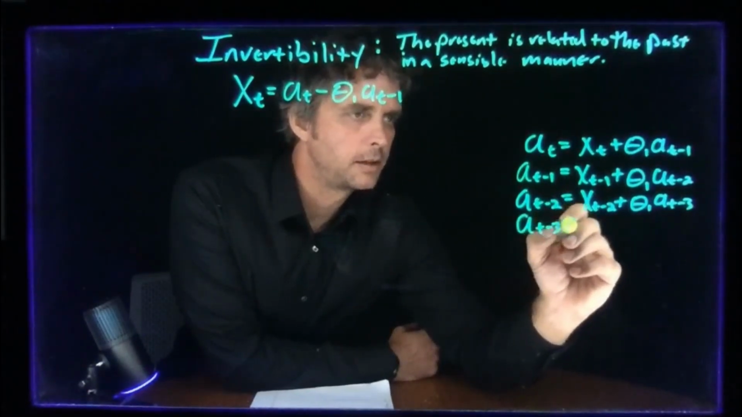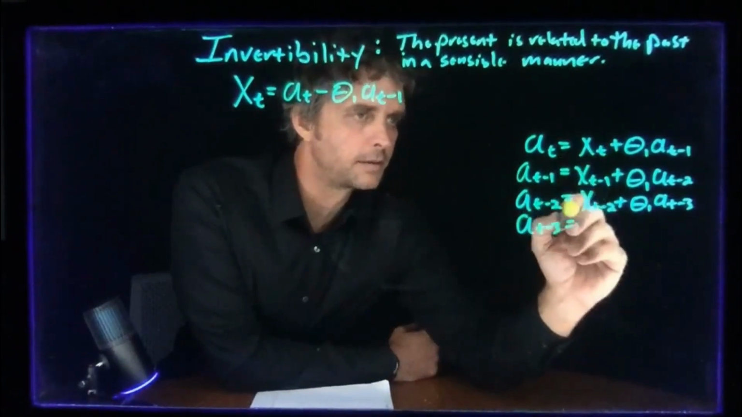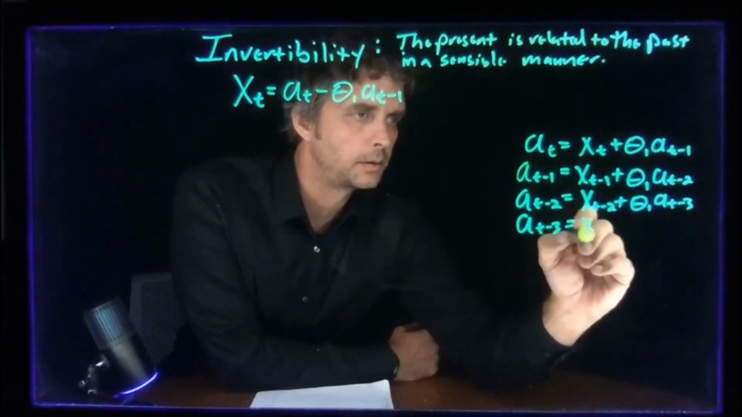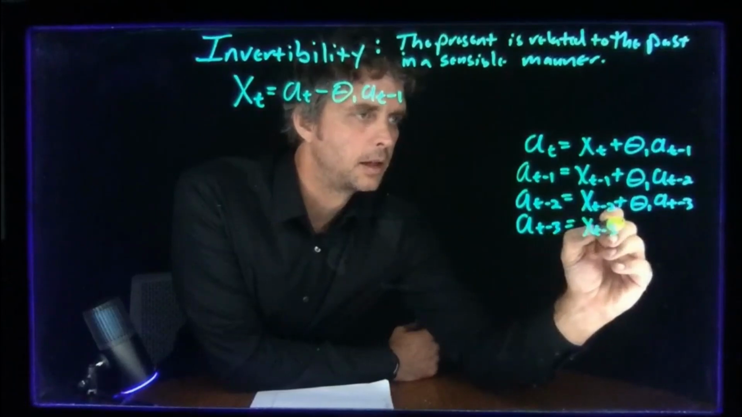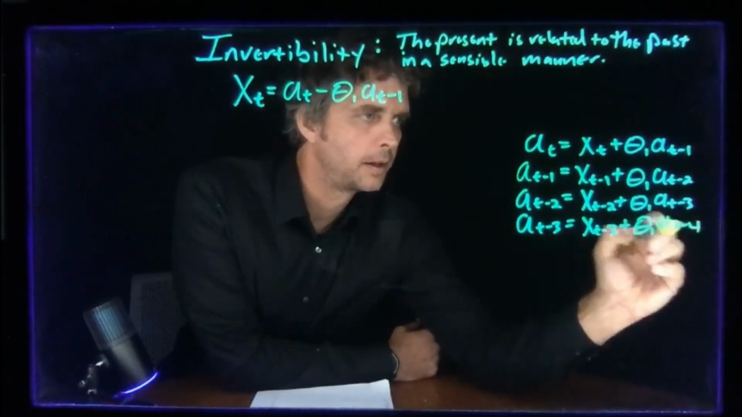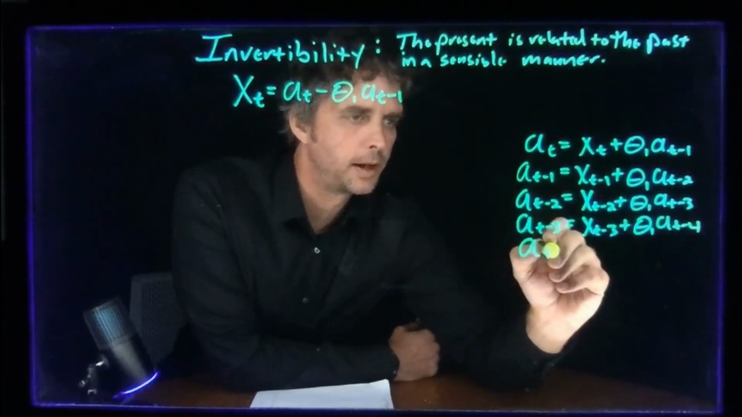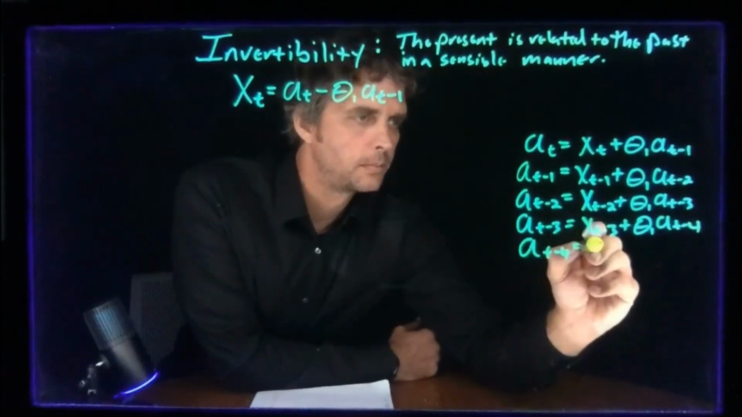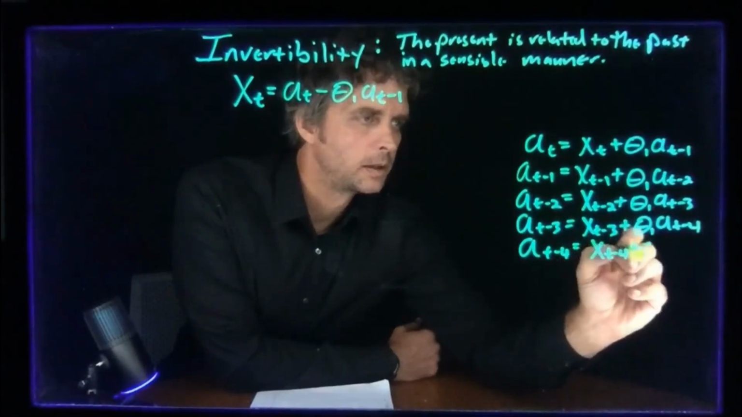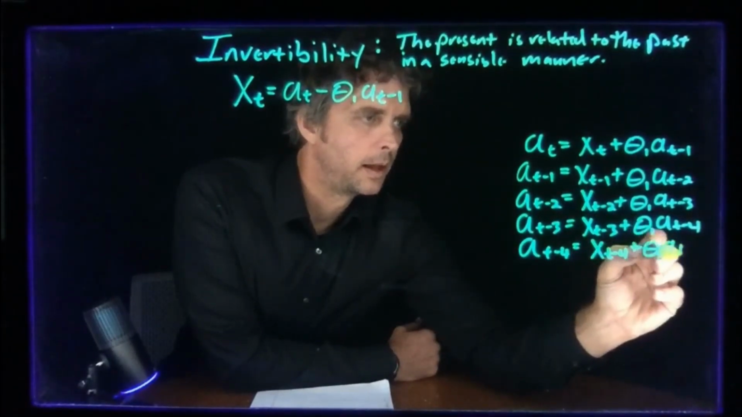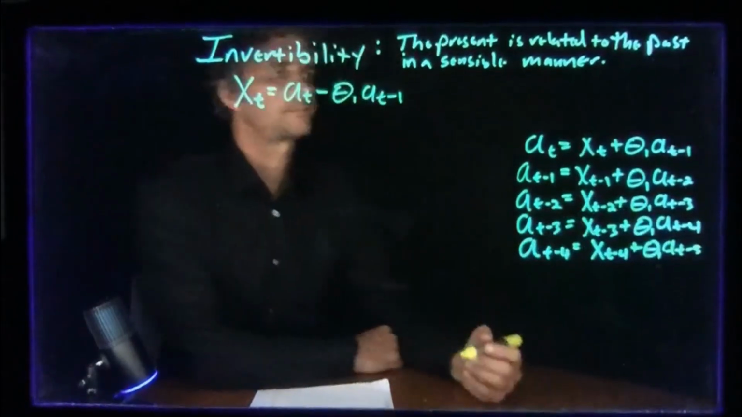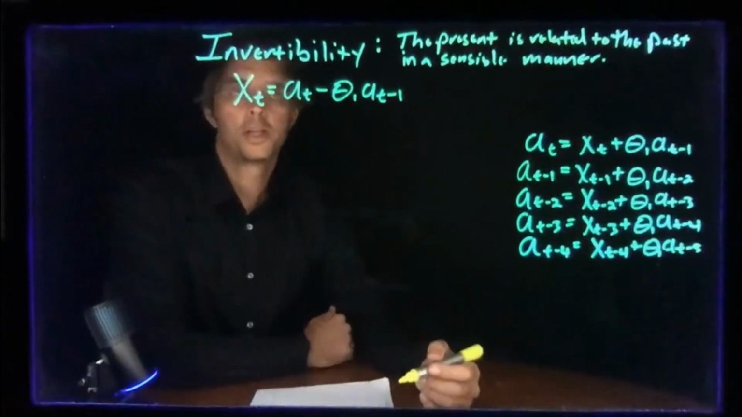AT minus 3, if this is a relationship between today and yesterday, then AT minus 3 will equal XT minus 3 plus theta 1 AT minus 4. And why not? One more time, just to make sure we have it. That is AT minus 4 equals XT minus 4 plus theta 1 AT minus 5. Great. Okay, so what are we going to do with that?